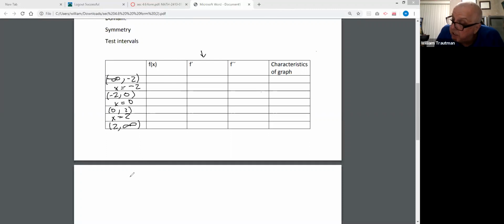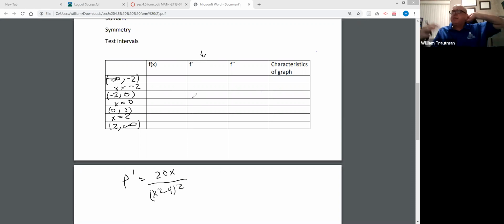Our first derivative was 20x over x squared minus 4 squared. Okay, so we're going to do test points and find out what the slope is. Was the slope positive or negative at each one of these? Remember, that's what we did. I think it was in 4.2 or something, where we found the intervals. Then we did test points in each interval to find out if the slope was positive or negative in that interval. So I'm going to pick a point in this interval.